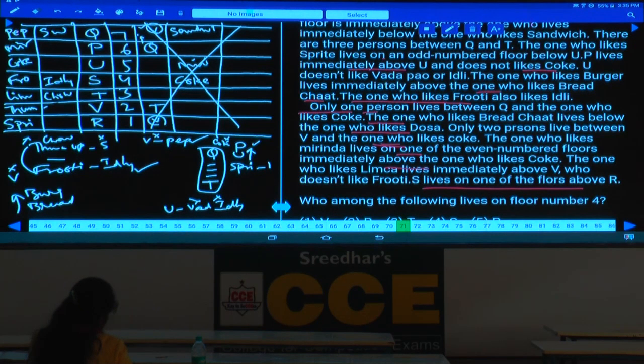Next one. Somen, and we have burger and bread immediately adjacent to each other. And U does not like vada and idli. Vada idli ruled out, and Sprite, is any other information left over here? This burger and bread must be adjacent to each other. As burger and bread are adjacent, this burger and bread must be either P or U, isn't it? As P or U is burger, and any other information regarding this food item?